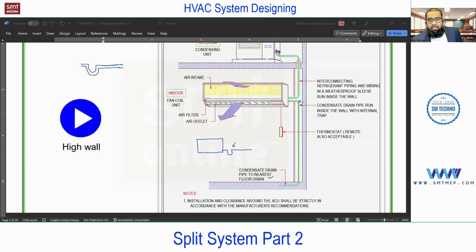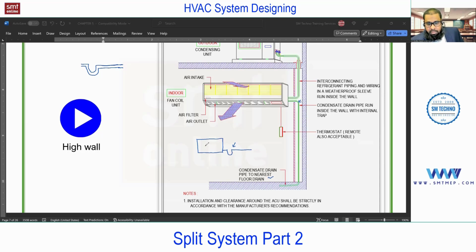For high wall, insulation is not required for the drain pipe because we are taking this directly out, no? So why the need of the insulation? Because this is directly out. That means we are putting a hole in the wall and giving it outside, or through this wall, concealed, taking it out. So we don't require the insulation for this. But for this copper pipe, insulation is a must.